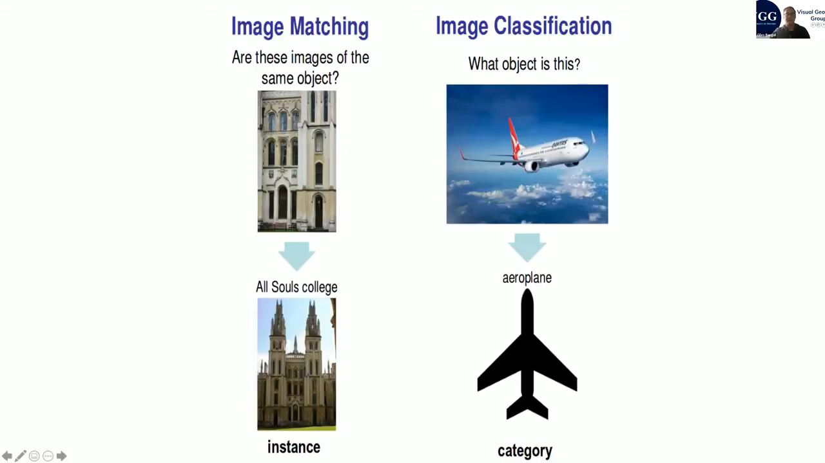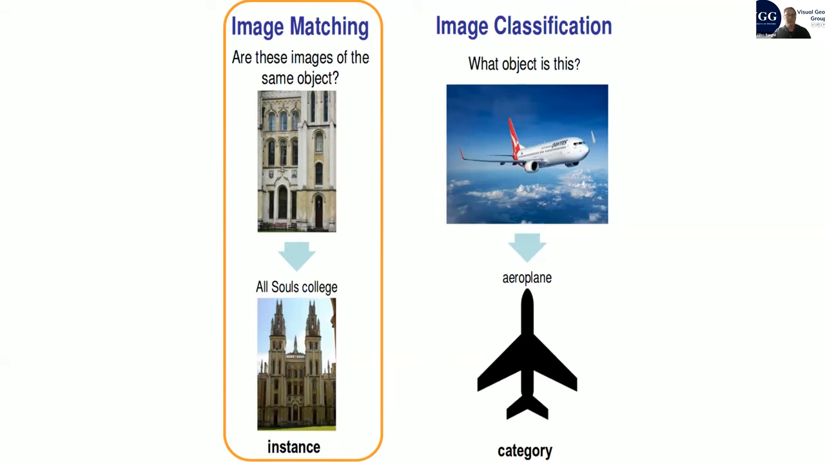Okay, so here you can see image matching and image classification, which are two basic computer vision tasks, two basic forms of image recognition, both of which we do. Image matching, or so-called instance-based image retrieval, attempts to answer the question, are these images of the same object? By example, not using metadata, just by a query. Whereas image classification asks, what kind of object is this?